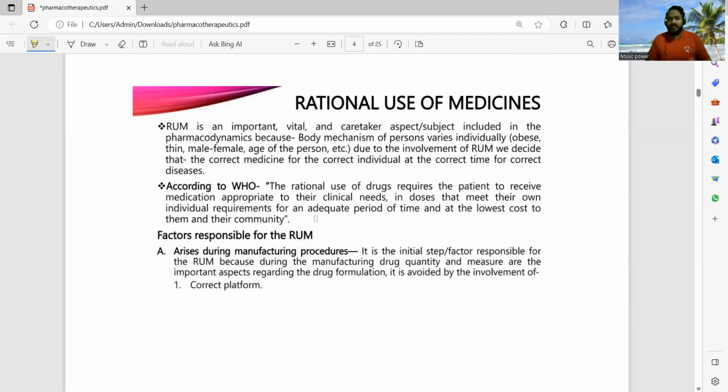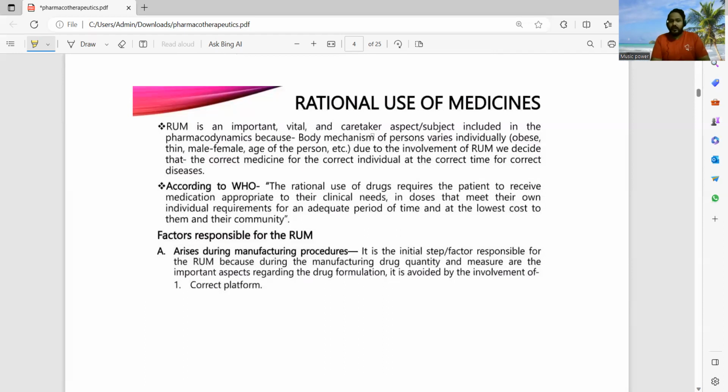Nowadays, it has been practiced by many doctors. RUM, its short form, rational use of medicine. RUM is an important, vital, and caretaker aspect included in the pharmacodynamics because body mechanism of every person varies individually. Some persons are obese, it depends on gender, male or female, it depends on age, and it varies from person to person. Due to the involvement of RUM, we decide the correct medicine for the correct individual at the correct time for the correct disease. Right dose at the right time to the right person is very important.